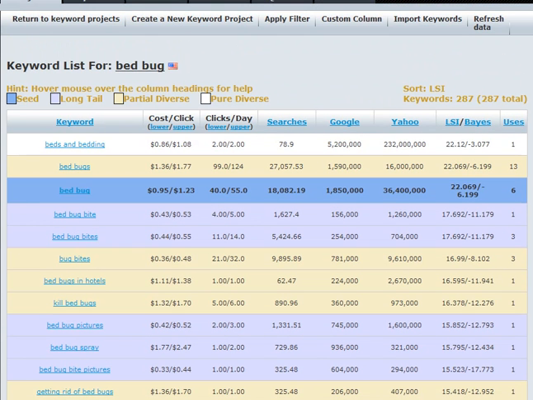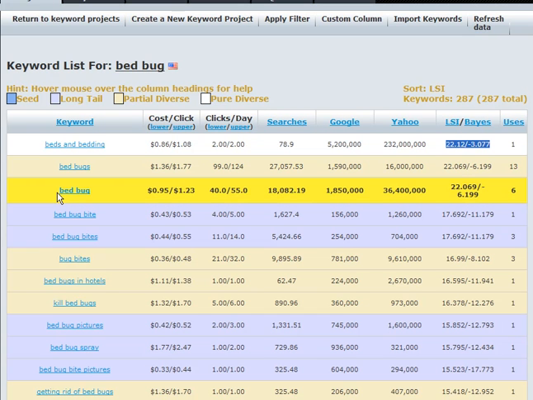On the right side we have LSI and Bayes, and the high LSI is the most relevant to the keyword in question, bedbug. So beds and bedding is a very, very high part of the conversation happening on the web. Bedbugs is also very high. So these are actually going to be partially diverse. We break all these down as the seed word, for example, is blue. So you can see bedbug is the seed word in the natural language processing.